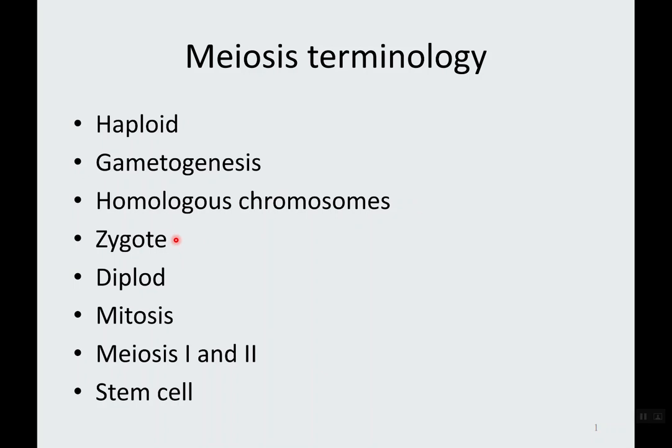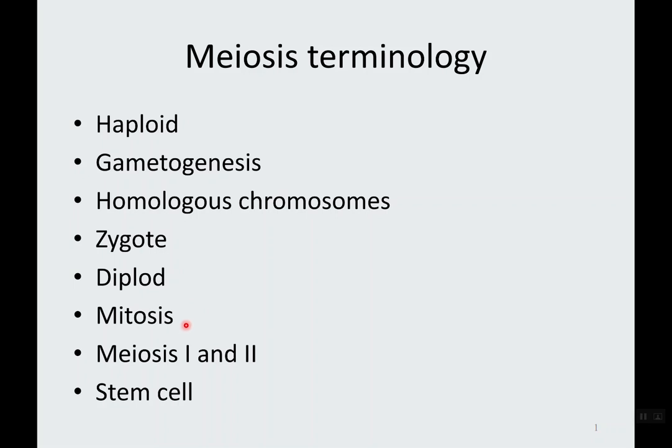A zygote is the product of an egg meeting a sperm, so it's the first cell of a new individual. This should say diploid, not diplod. So diploid is the opposite of haploid. So diploid cells have two sets of genetic information, pairs of chromosomes, and within a pair, you get one chromosome from your mom and one from your dad.